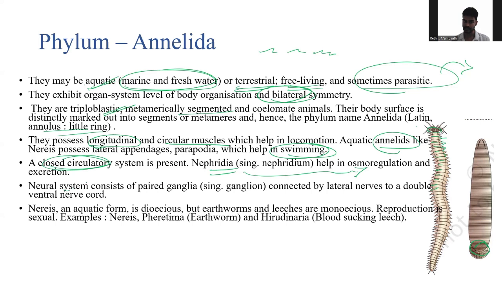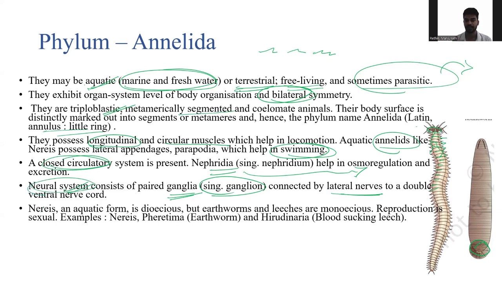Then it has a neural system. The neural system consists of paired ganglia. If it is a single ganglion, we normally call it that. If they are paired, we normally call them ganglia. So that is the nervous system. They are connected by the lateral nerves to the double ventral nerve cord. So if this is the nerve, this is how they are connected. So this is all about the nervous system.